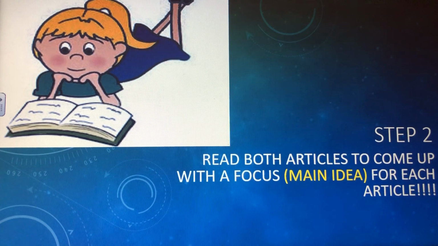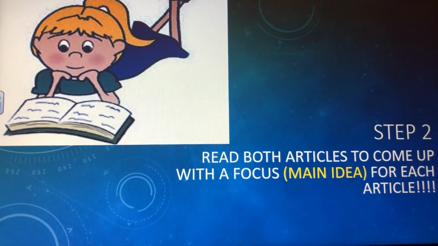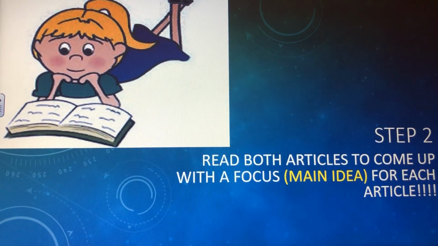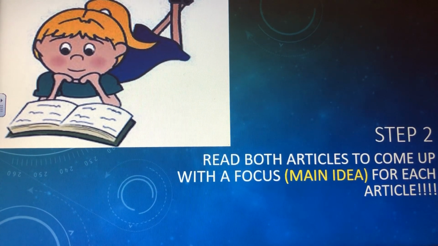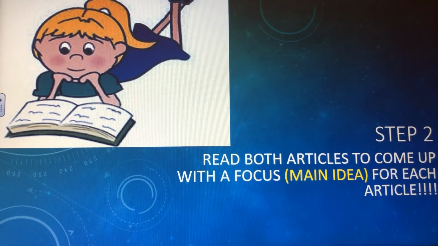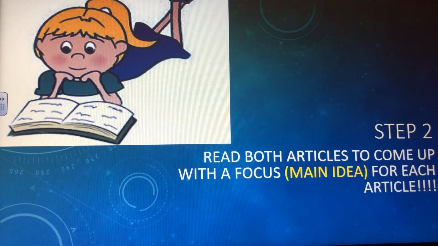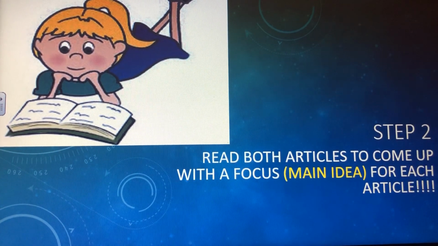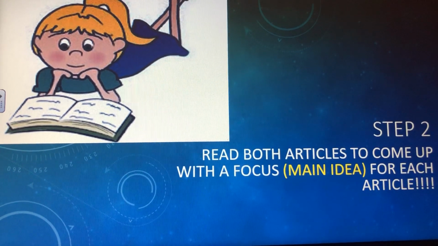And one of the things when we got to step 2 in the writing process that we talked about is that the focus of the article is also the main idea of the article. So when we say we have to read both of those articles to come up with a focus, we're saying we need to figure out the main idea of each article. And the reason we do that, guys, is because remember, once we figure out a main idea for each of our articles, those main ideas that we figure out are going to go into our actual thesis statement.